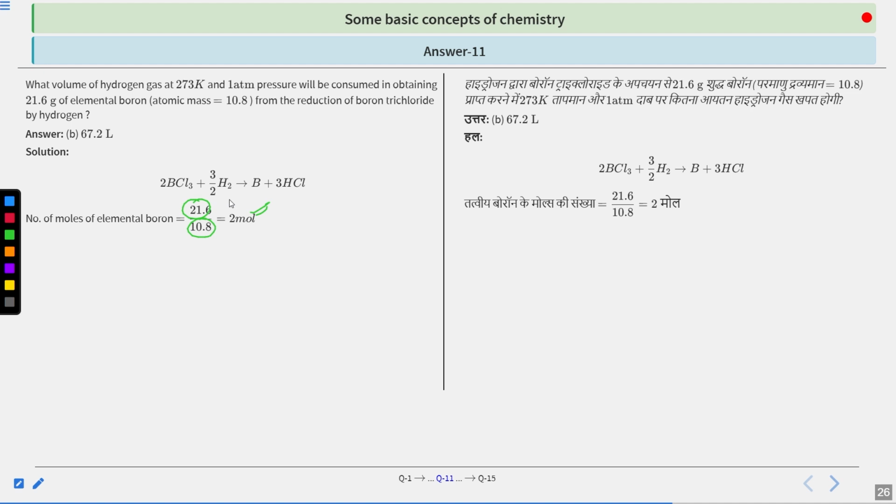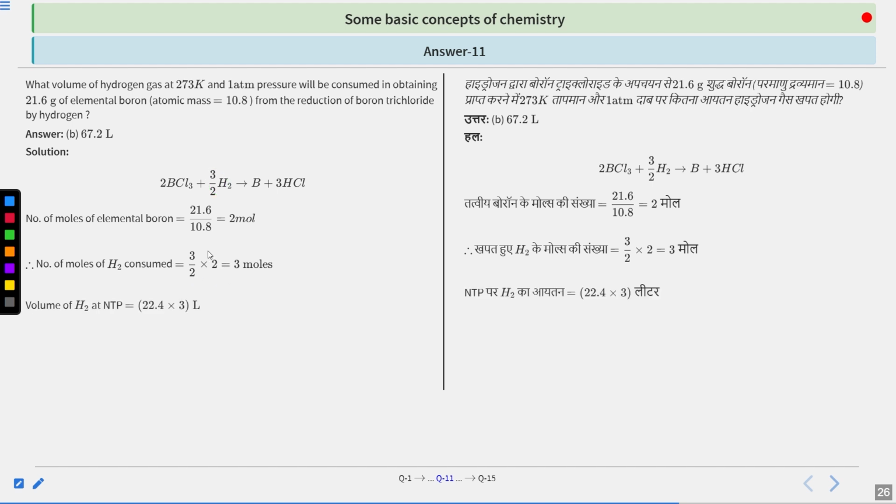Okay, along with this HCl. So number of moles of H2 consumed will be how much? So it will be 3 by 2 into 2. According to this, this much mole of H2 will be consumed. So what will be the volume of H2 here? So it is basically 22.4 into 3. That will give 67.2 liter. Okay.